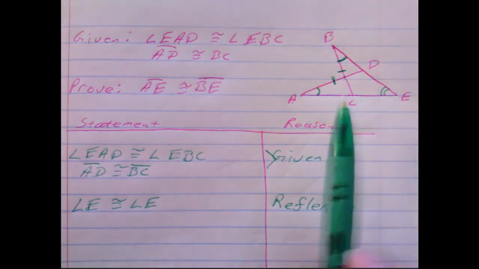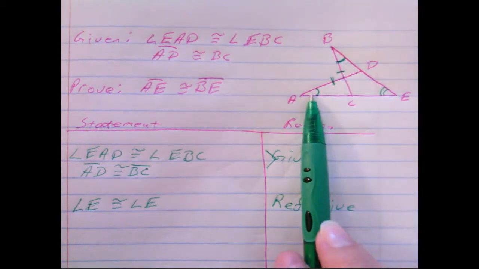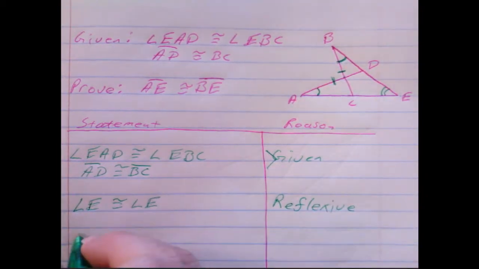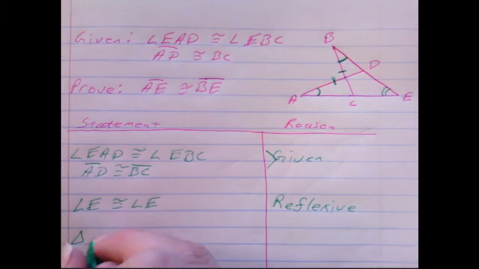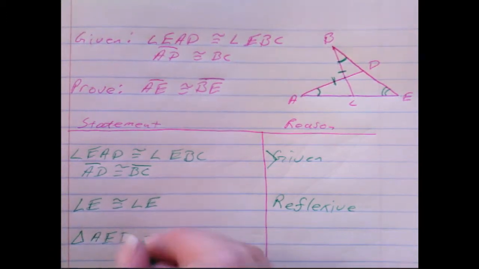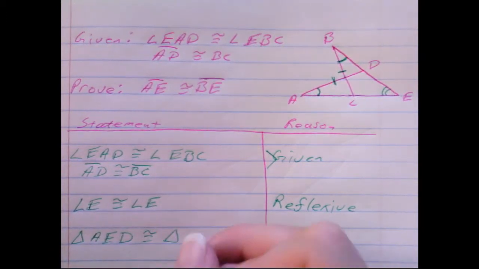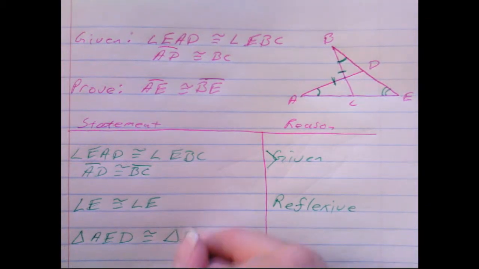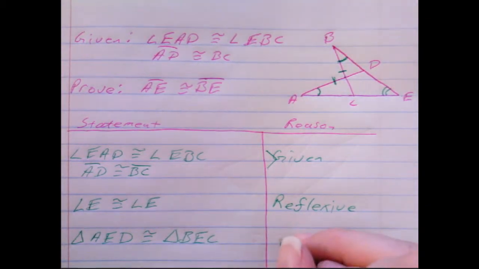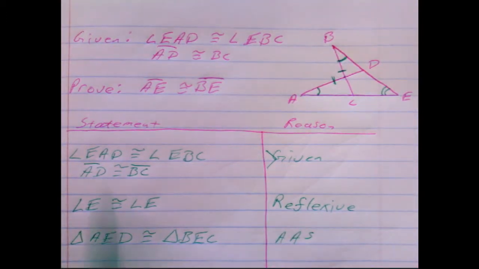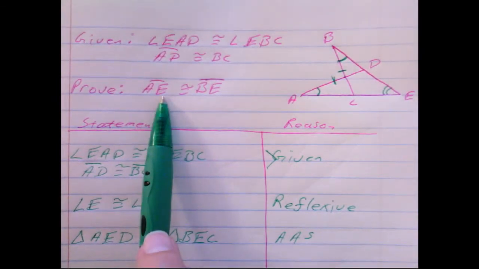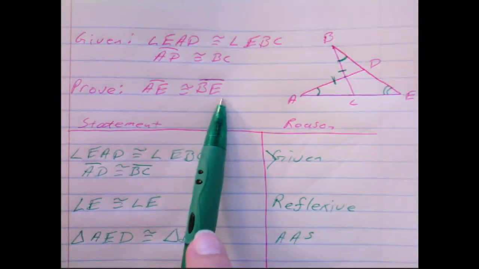So now if I look at this, I have angle, angle, side. So I can say triangle AED is congruent to triangle, let's see, it would be BEC, and that is because of angle, angle, side. But if you notice, that's not what they're asking for. They're asking for AE and BE.